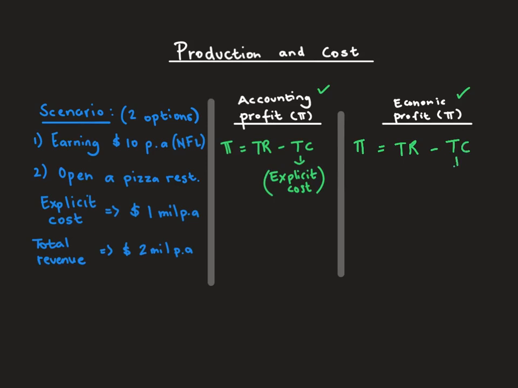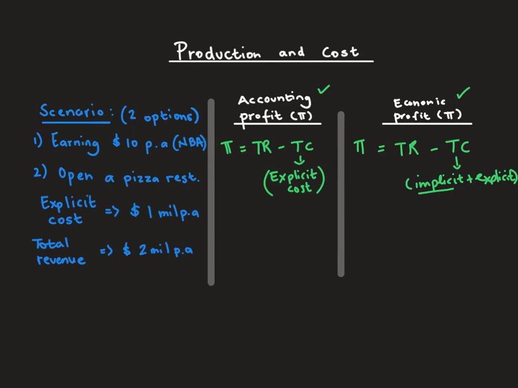But the total cost is equal to the implicit plus an explicit cost. So very similar to the way accountants calculate profit, but in terms of economics, we add something called an implicit cost, which I'll explain to you with an example here.